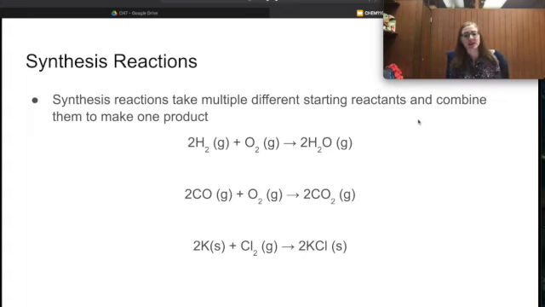Same thing when I look at the second reaction on your screen. I have two carbon monoxide molecules reacting with an oxygen molecule so that it can make carbon dioxide. And then down there, we're making potassium chloride. So we're taking solid potassium. We're going to run some chlorine gas over the top of it. And then by the end, we actually have potassium chloride as a solid rather than just strictly potassium. So again, a synthesis reaction takes multiple different starting reactants and combines them together to make one product.